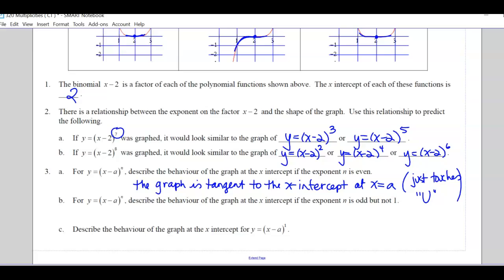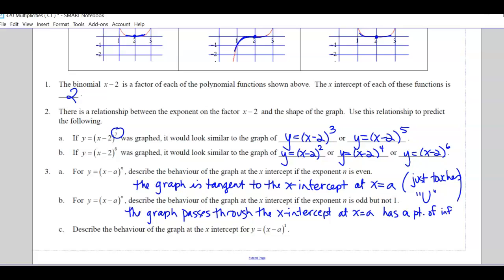If n is odd but not 1, the graph passes through the x-intercept at x equals a, and has what we call a point of inflection. And then its non-math word is zigzags.